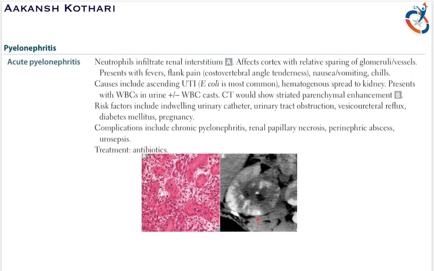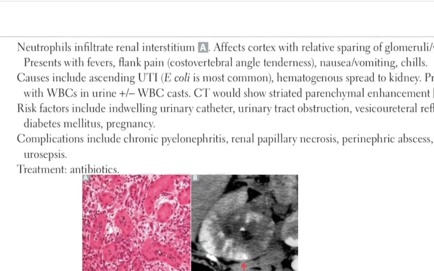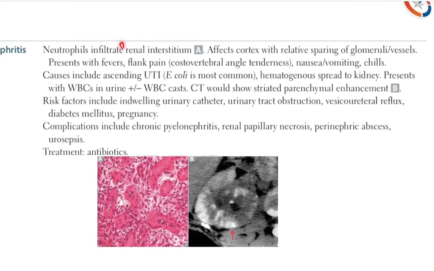Pyelonephritis is divided into two parts, that is acute pyelonephritis and chronic pyelonephritis. Acute pyelonephritis is associated with neutrophilic infiltration in the renal interstitium. This is one of the most important and distinguishing features of pyelonephritis. So there is neutrophil infiltration in the renal interstitium, as you can look in this histopath. Okay, there is neutrophil infiltration in the renal interstitium. Now, pyelonephritis majorly affects the cortex with sparing of the glomeruli or vessels.